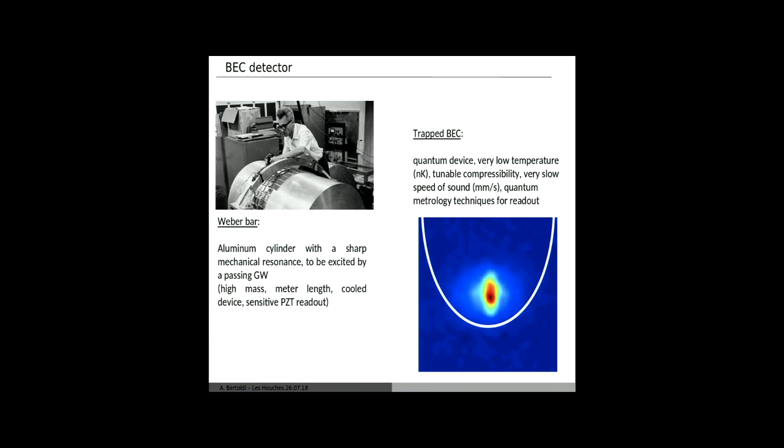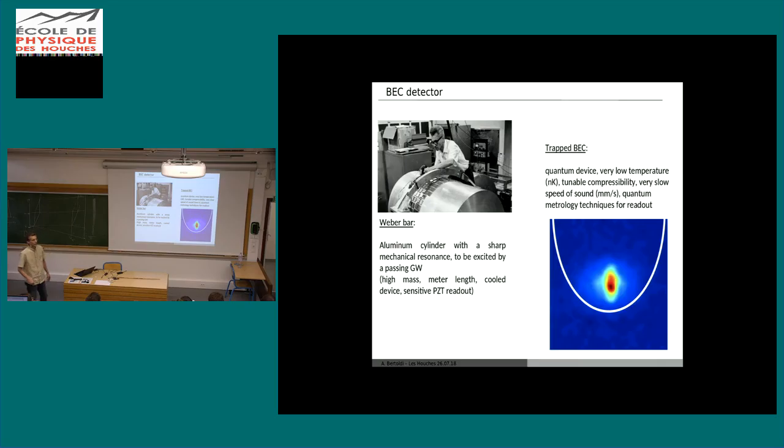The last thing is a BEC resonator. There is a group that proposed to use BECs in order to detect gravitational waves in more or less the same way, for what I understood, as Weber proposed to use Weber bars in order to do the detection. Weber bars are big cylinders with sharp mechanical resonances, and they want to see an excitation of this resonance by a passing gravitational wave.